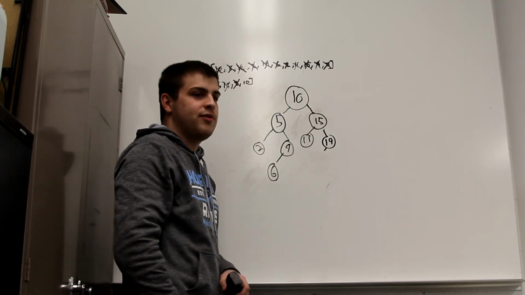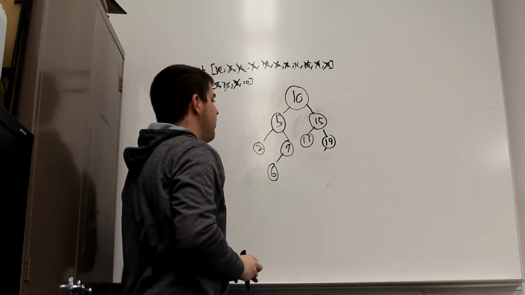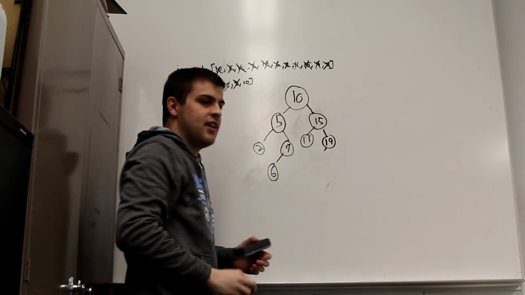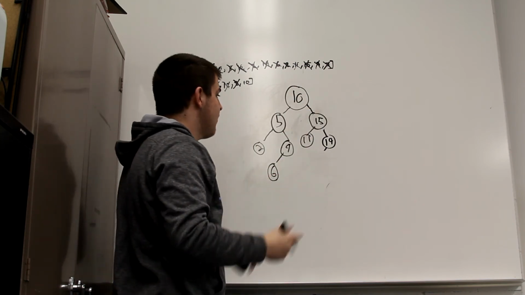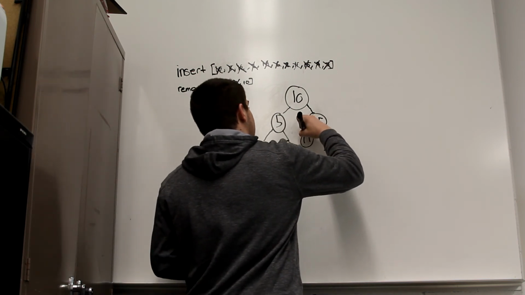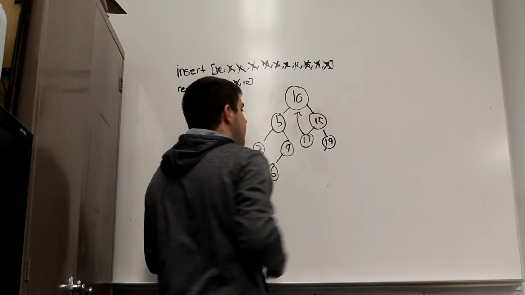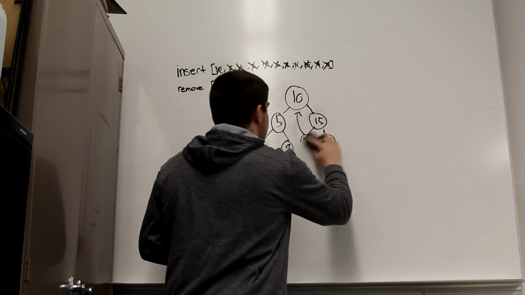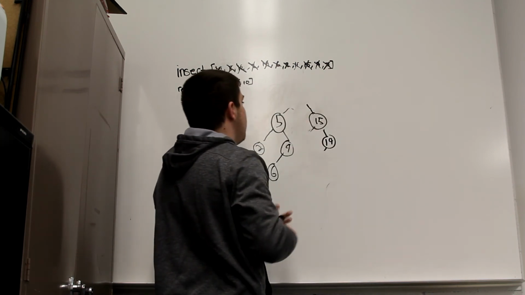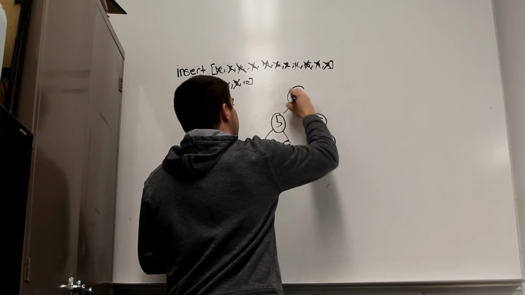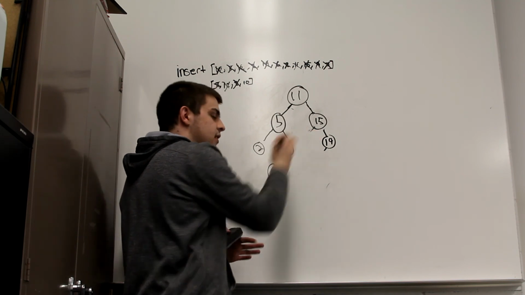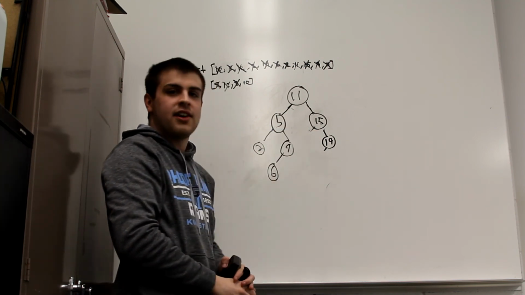Finally, we go to remove 10. 10 is the root of the tree, but again, it has two children, 5 and 15. So what we do is we identify the successor, which is 11, and then copy 11's data to the node, and then we delete the successor. So 11 is now the new root, and the successor is killed.